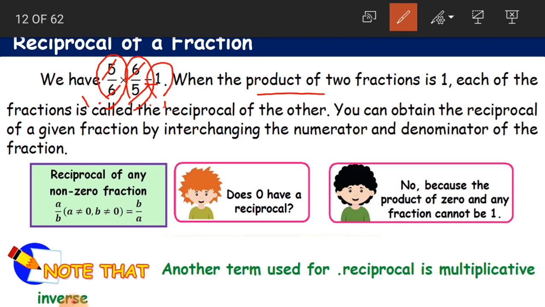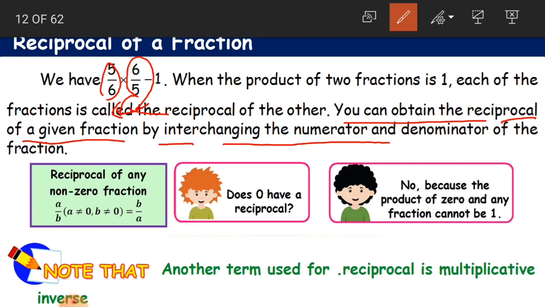So 1 will be our answer. Yes, then each fraction is called the reciprocal of the other. Now 5/6 is the reciprocal of 6/5 and 6/5 is the reciprocal of 5/6. Clear? And how can you get this reciprocal? You can obtain the reciprocal of a given fraction by interchanging the numerator and denominator of the fraction. What should we do? We should interchange the numerator and the denominator of the fraction.